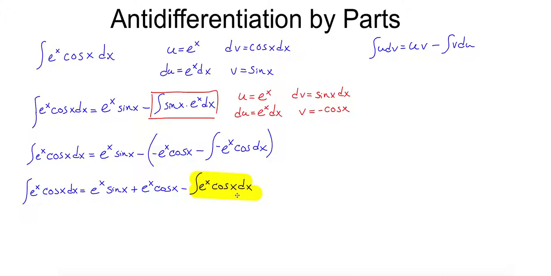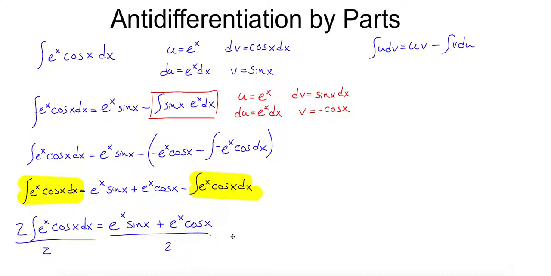So really what we find here is that this integral is the same integral that we have on the left side of the equation. We're back to where we started. What I don't want to do is keep going in this endless loop. Instead, I'd like to add it to the other side. So we're going to add this to the left side, and we'll get 2 times the integral of e to the x cosine x dx is equal to e to the x sine x plus e to the x cosine x.